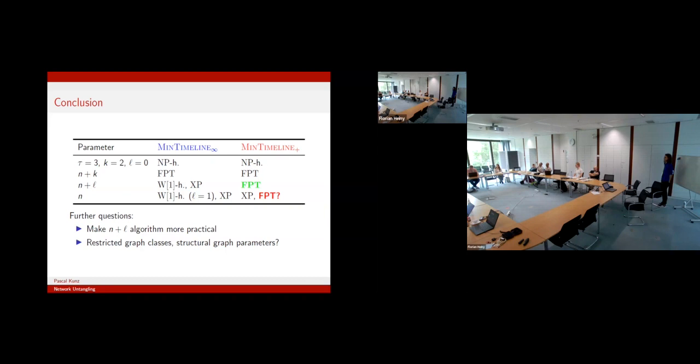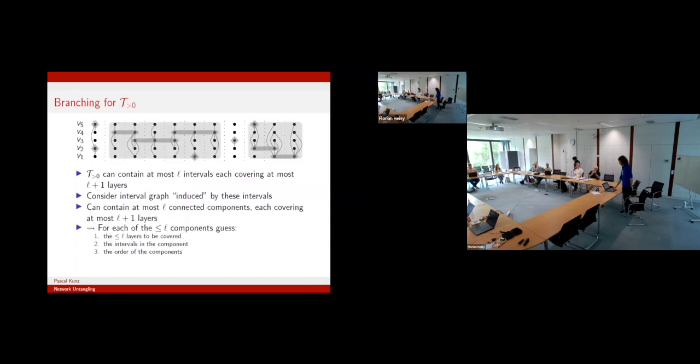Any other question? Thank you. So to be sure, the L parameter in your algorithm comes from the branching, right? Is that where you're using this L parameter? So the question is, why can you go from parameter N plus L to N? Because I'm using the fact, for example, that the number of layers that are affected by these long intervals is bounded. Otherwise, these intervals might be everywhere. I see. Okay. Thank you.